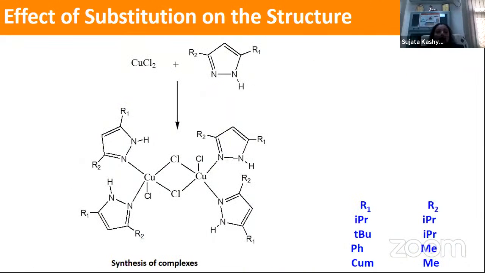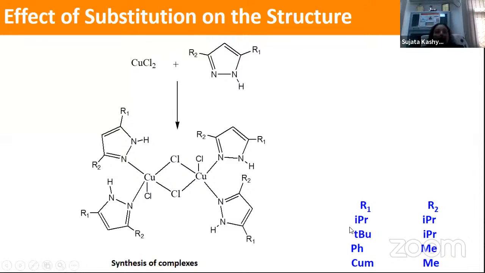With another example, I would like to share what happens when copper chloride reacts with 3,5-substituted pyrazoles. Firstly, we had taken 3,5-diisopropyl pyrazole. Second, 3-tertiary butyl 5-isopropyl pyrazole, then 3-methyl 5-phenyl, and 3-cuminyl 5-methyl pyrazole. We have 4 sets of pyrazole. And when these substituted pyrazoles react with copper chloride, in each and every case, we get a dichloro-bridged dinuclear copper complex.